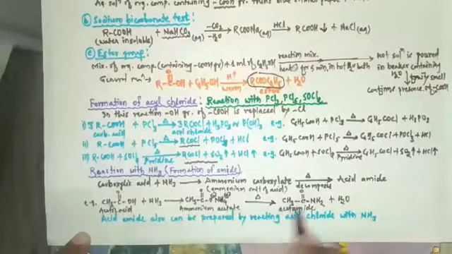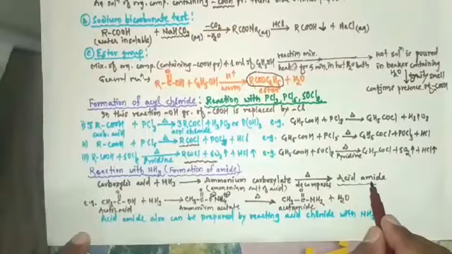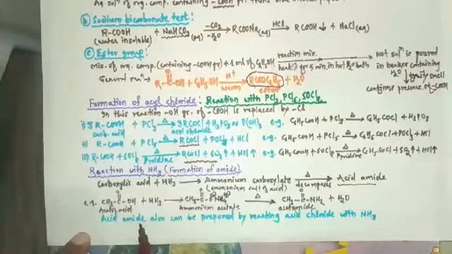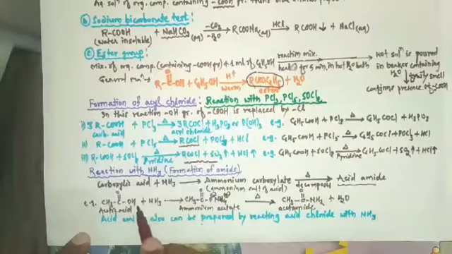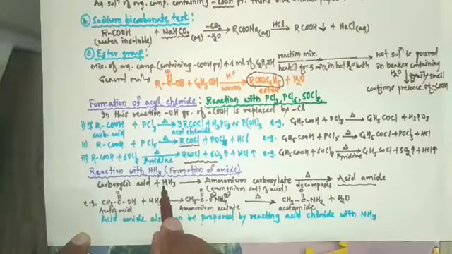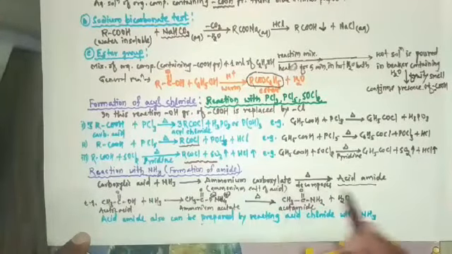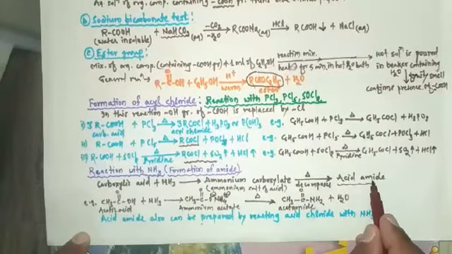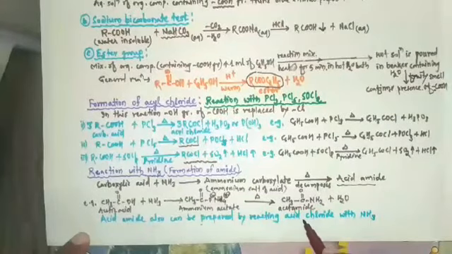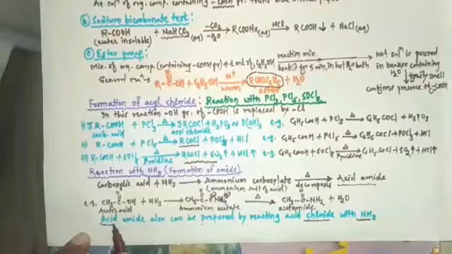So acid amide can also be prepared by reacting acid chloride with ammonia. Here we are reacting carboxylic acid with ammonia. By reacting carboxylic acid with ammonia, we can prepare acid amide. Likewise, by reacting acid chloride with ammonia, we can also form acid amide.